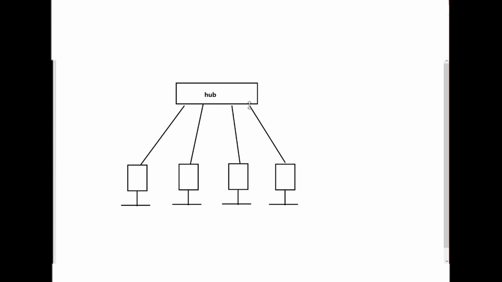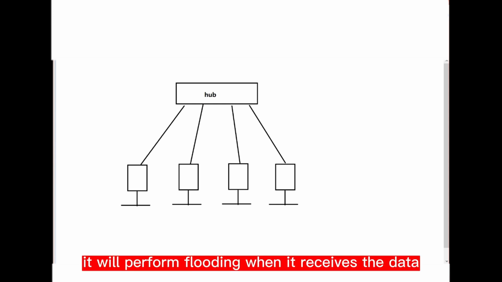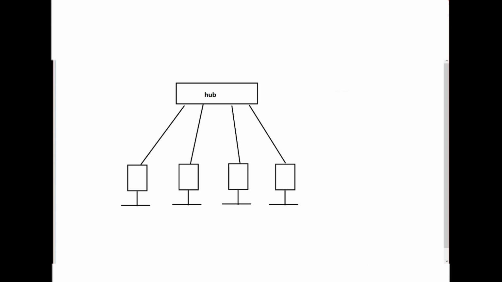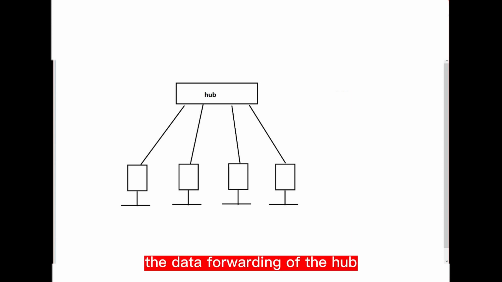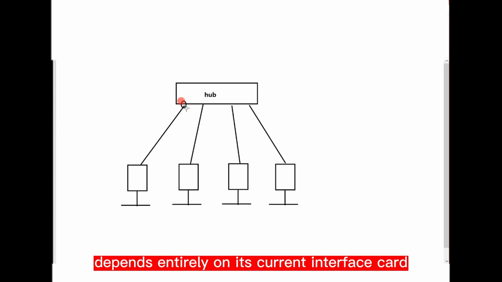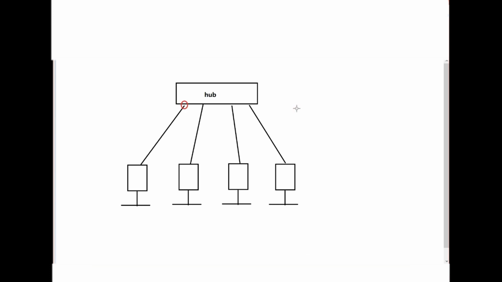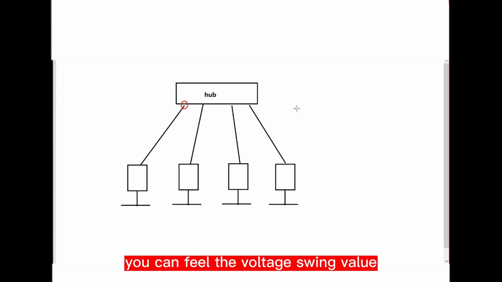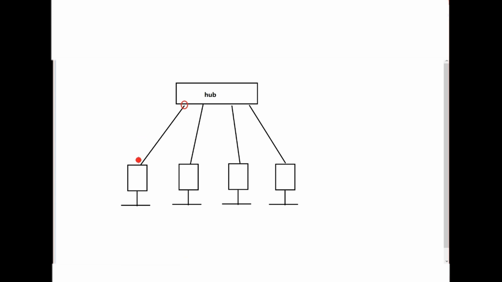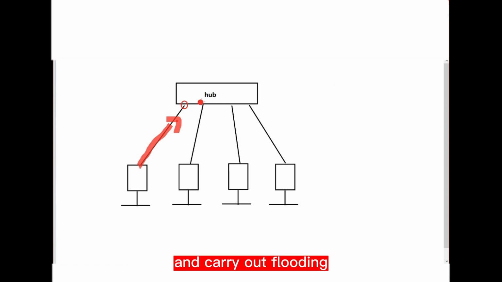After connecting, we need to know what the hub is based on for data forwarding. I just told everyone that it will perform flooding when it receives data. But why flooding? The data forwarding of the hub depends entirely on its current interface. Under this interface, it can sense the voltage swing value. As long as there is data going through the line under the interface, it senses that data is coming. Then the hub will receive it and carry out flooding.